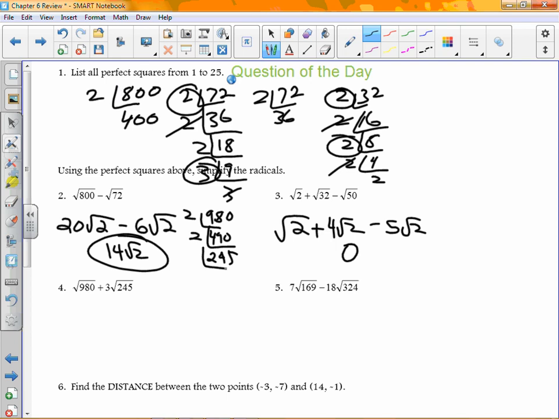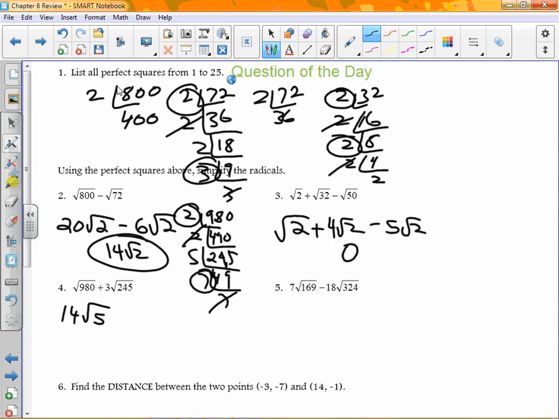Okay, so now what would go into 245? I guess 5. 5 goes into 245 49 times. So 7 and 7. We okay? Circle 1, cross 1 out. Circle the 5? No, why don't I circle the 5? There's nothing to cross out. Circle 1, cross 1 out. 2 times 7 is 14 on the square root of 5. I changed the square root of 980 to 14 on the square root of 5.